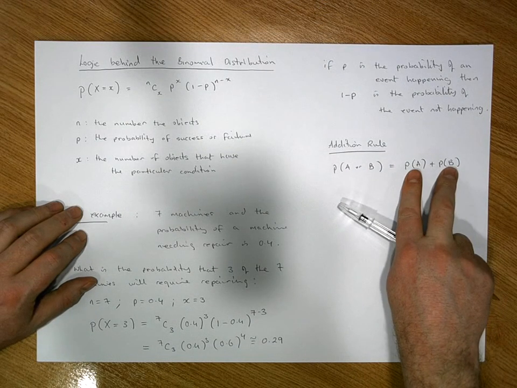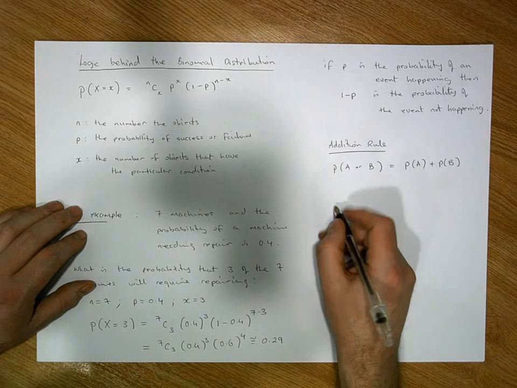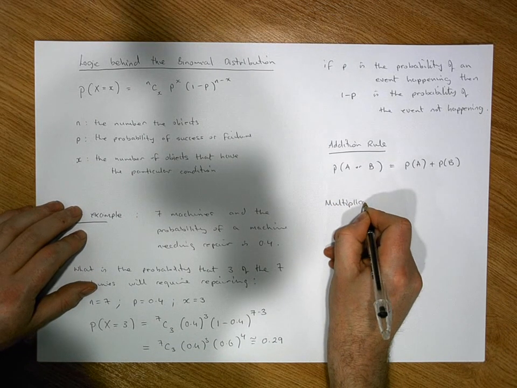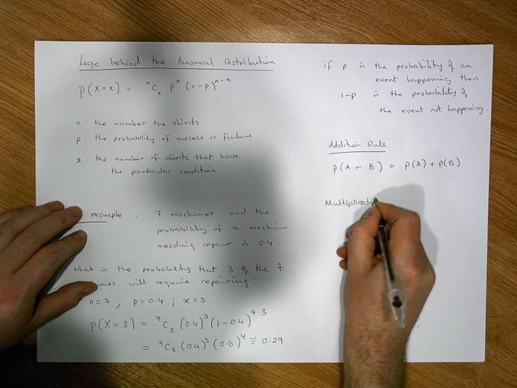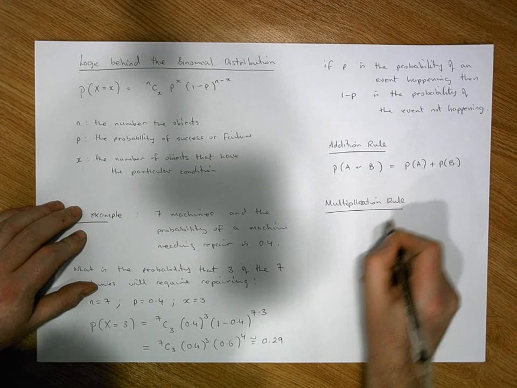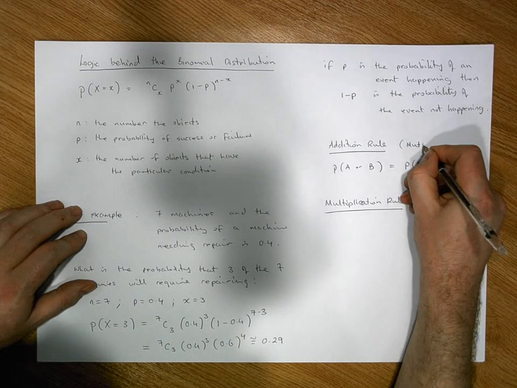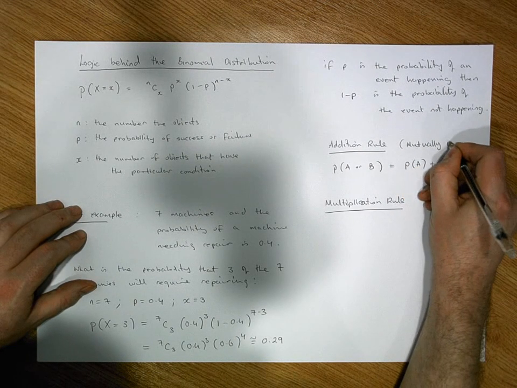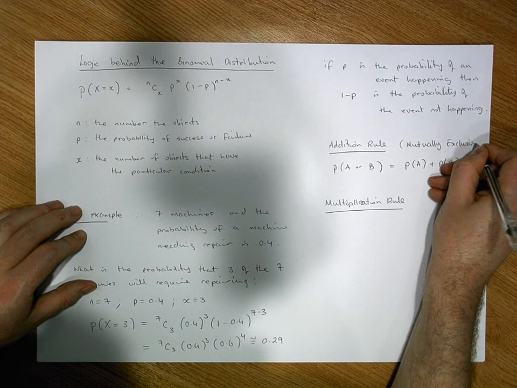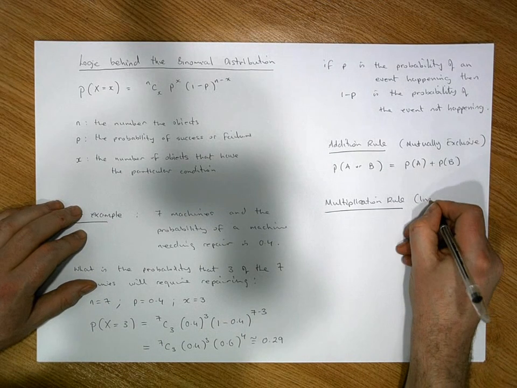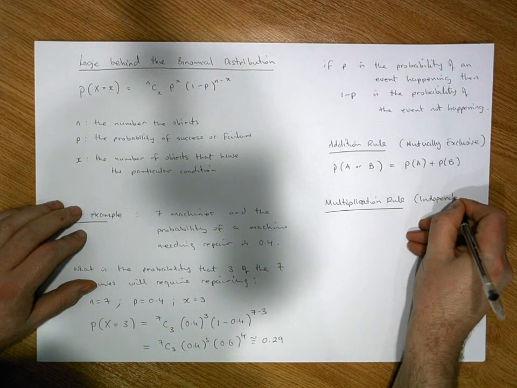Okay, and the next rule that we require is what's known as the multiplication rule. In particular, let me actually just put up here, the addition rule is for mutually exclusive events. And the version of the multiplication rule we're going to rely on is when the events are independent of each other.